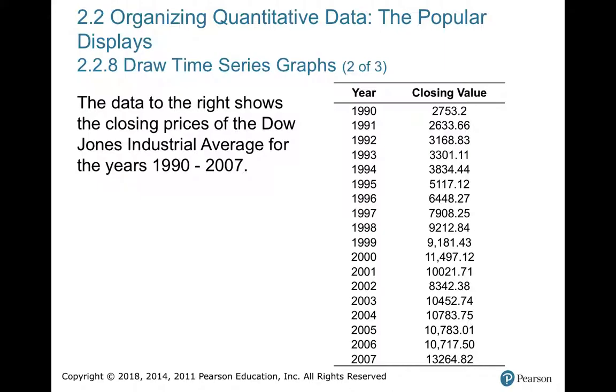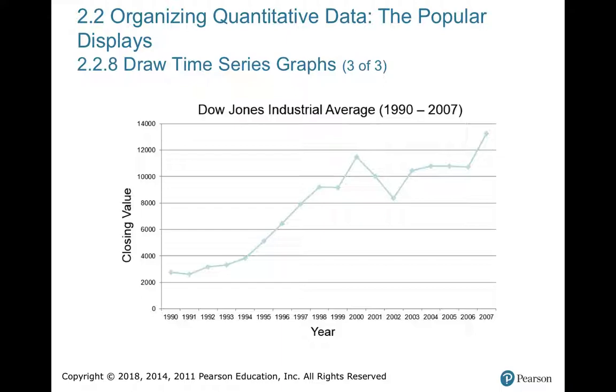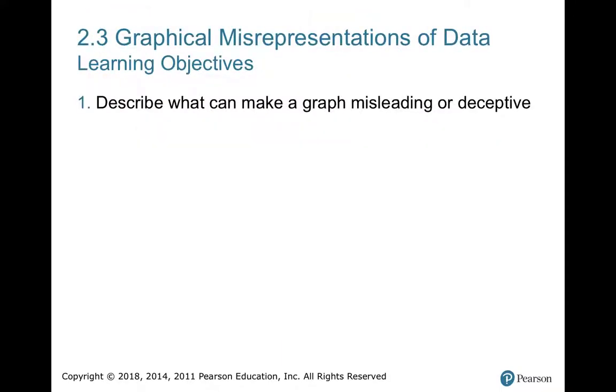We have our years and the closing value in that year. So on the x-axis goes the time in years, and on the y-axis goes those closing values as a dot, and then we just connect the dots to look for any trends over time. All right, and that is all for our graphs today.